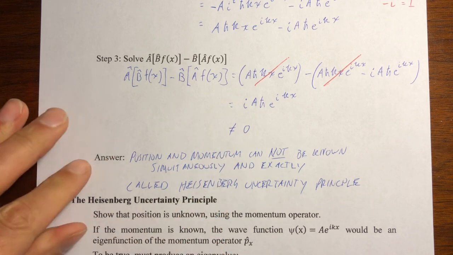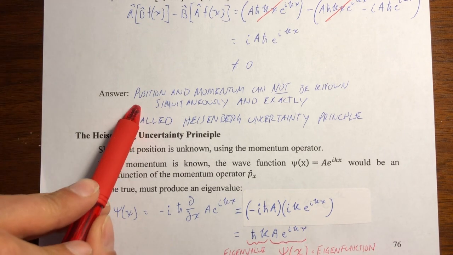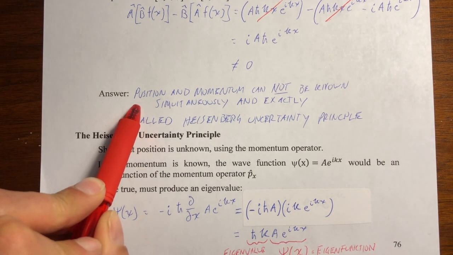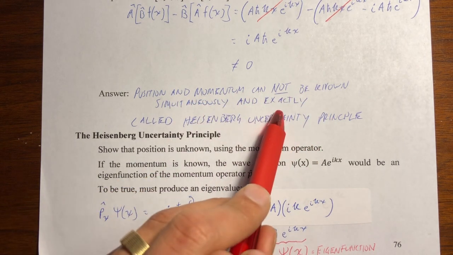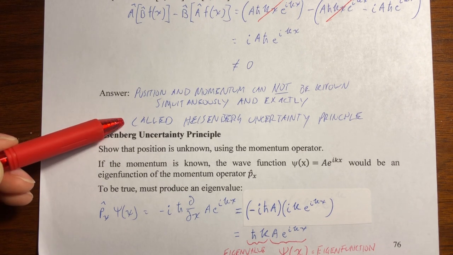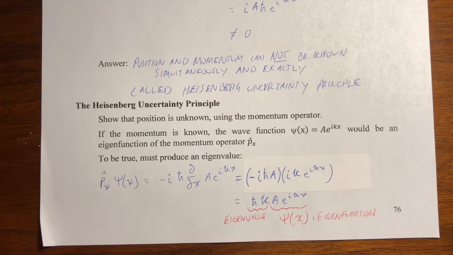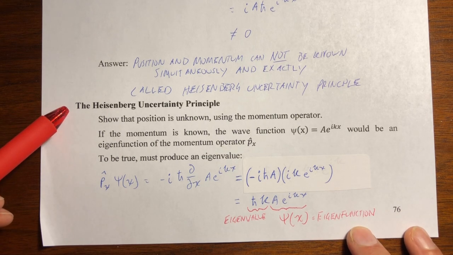What does this mean? By not equaling 0, the position and momentum operators do not commute, which means that the observables, position and momentum, cannot be known simultaneously and exactly. This famous result is called the Heisenberg uncertainty principle. And that brings us to the Heisenberg uncertainty principle, which says that for a given wave function in a quantum mechanical system, position and momentum cannot be known simultaneously and exactly.